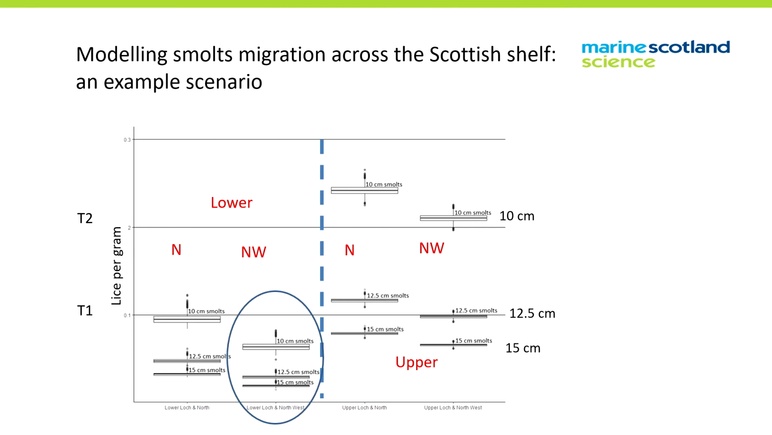The simplest, the least concerning case is when smolts enter in the lower part of the loch and they're only exposed to part of the loch's length. Then even the smallest smolts have contact rates that are below the lower threshold, and therefore below the threshold at which we expect to see mortality or welfare impacts occurring.